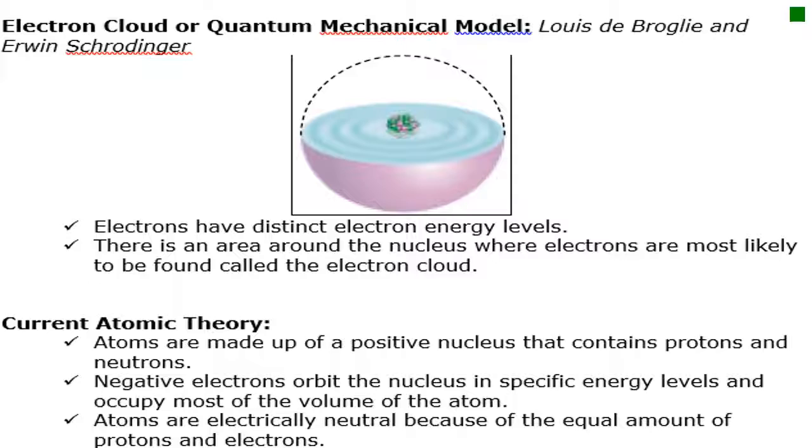Louis de Broglie and Erwin Schrödinger, two very popular scientists you learn about in high school, have the quantum mechanical model, where electrons have distinct energy levels, and there's an area around the nucleus where electrons are most likely to be found, called an electron cloud. And then there's the current atomic theory: atoms are electrically neutral because of the equal amount of protons and electrons, and negative electrons are orbiting the nucleus in specific energy levels.